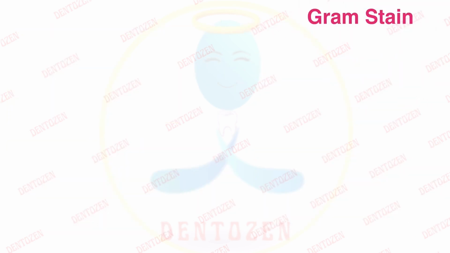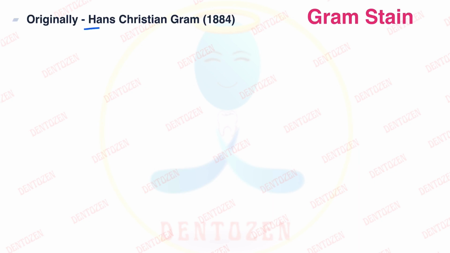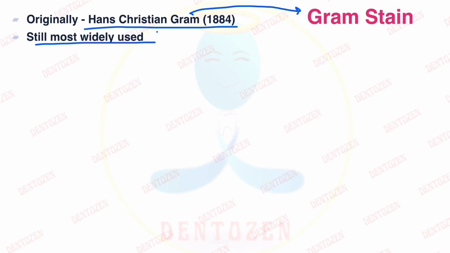First important is gram staining, which can be important short note or viva question. It was originally developed by Hans Christian Gram, and that is why the name gram staining. It is still the most widely used method in the labs for diagnosing bacteria. According to this method, bacteria can be gram positive, which take up violet color, which appear violet under microscope, or they can be gram negative, which appear pink under the microscope. Now, why are there these two types of bacteria?